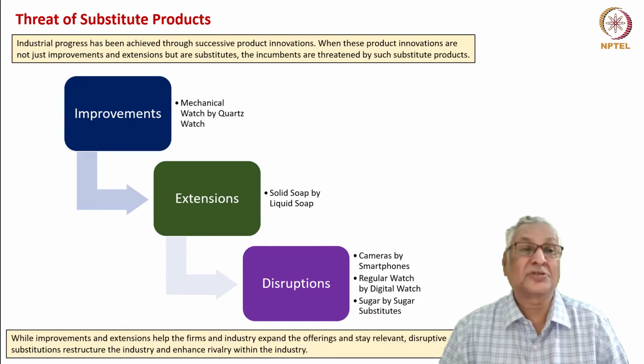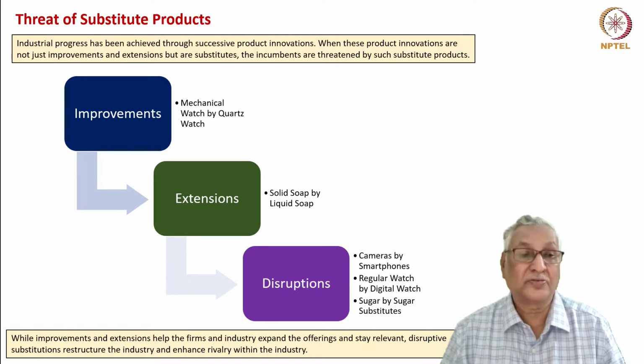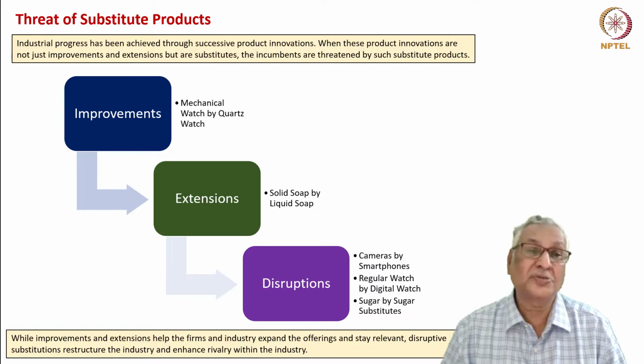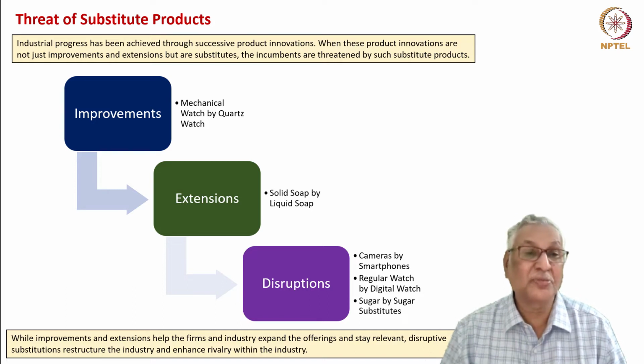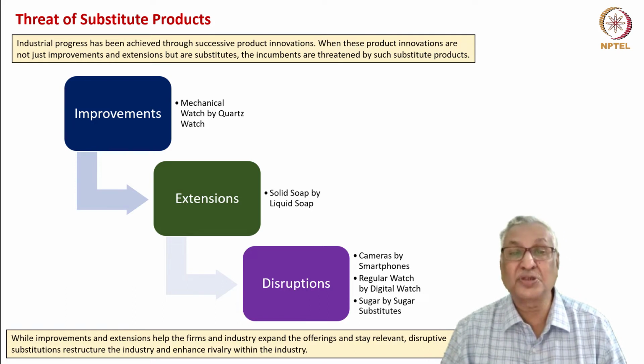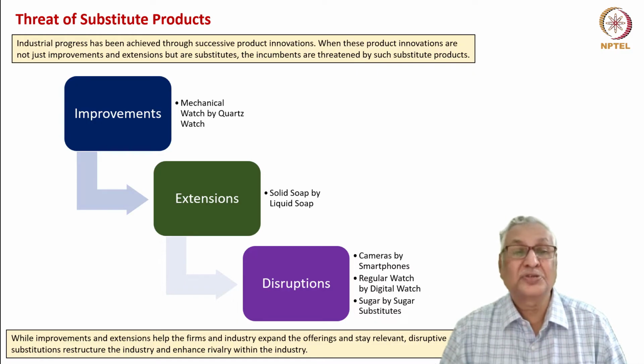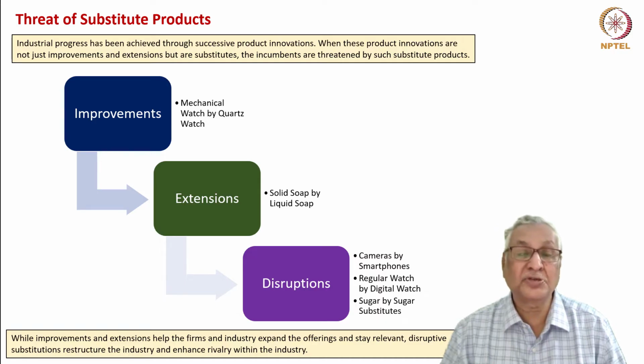Threat of substitute products. This is another important factor. Industrial progress, as we all know, has been achieved through successive product innovations. Every now and then, new technology comes, creates new products, and the old products are moved away from the mainstream. When these product innovations are not just improvements and extensions but are substitutes, the incumbents are threatened by such substitute products. There are three types of substitute products. One, strong improvements over the existing products. Mechanical watch getting replaced by quartz watch, except the mechanism of time movement.